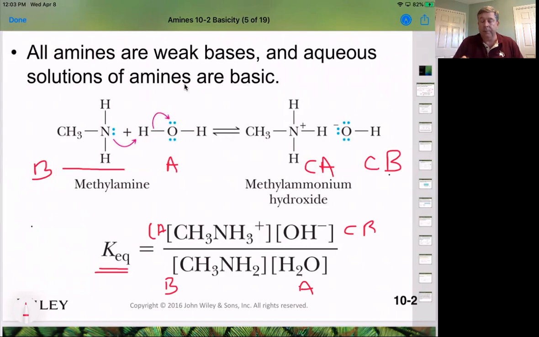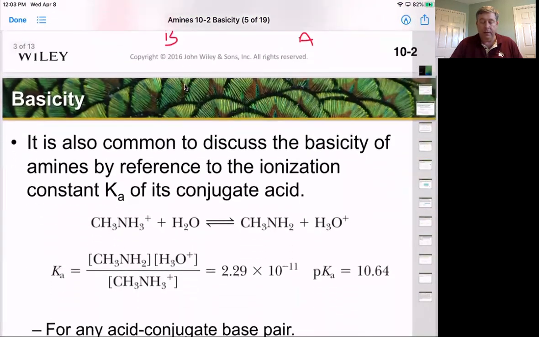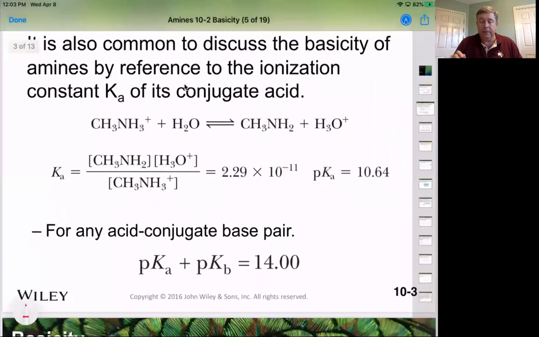them in water, okay? That being said, it's common to discuss the basicity of amines based on the ionization constant of the conjugate acid, right? So we can compare them on the same scale. Everything we're looking at so far has been on the pKa scale, as far as very strong acids being less than 0, strong organic acids like acetic being around 5, and then things running down to our alkynes and our alkanes. So let's compare these on the pKa scale to get an idea about that.